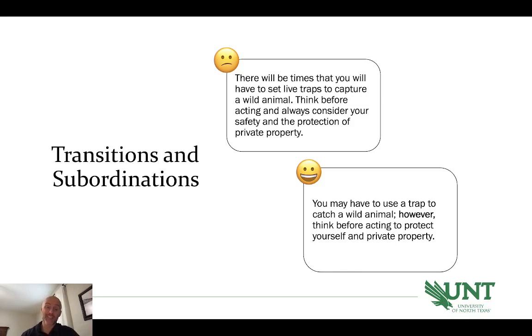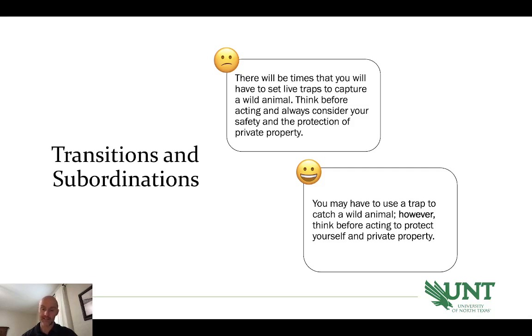We want to use transitions and subordinations appropriately. Transitions show relationships between ideas, and subordinations show kind of a hierarchy of ideas. So in this example with the frowny face on it, we have a couple of sentences. There will be times that you will have to set live traps to capture a wild animal. Think before acting and always consider your safety. Okay, those two sentences make sense, but how are they related?